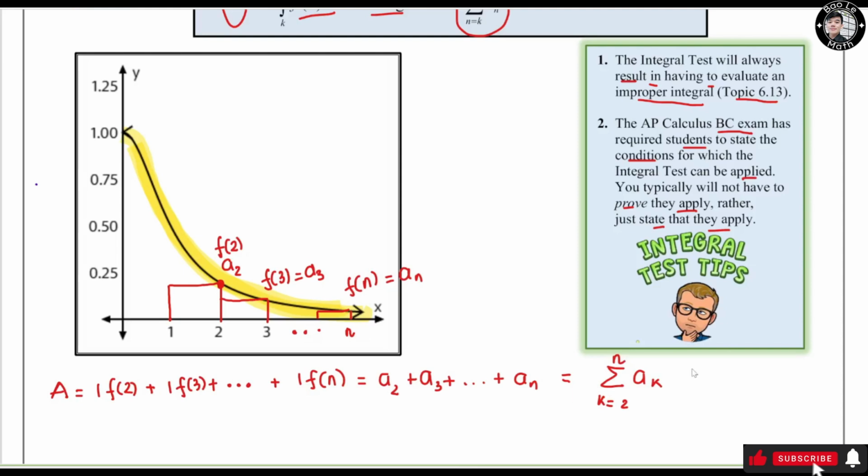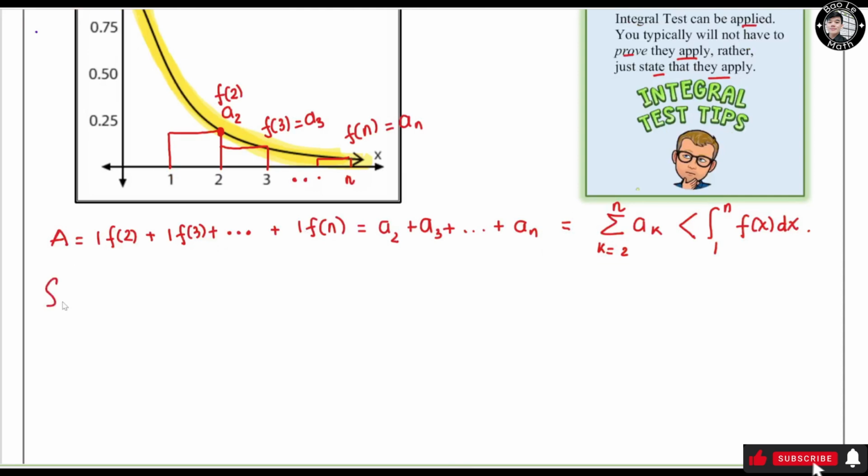This is less than the area under the curve, and the area under the curve is defined as the integral from 1 to n of f of x dx. Since this is a decreasing function, the right endpoint Riemann sum always underestimates the area.